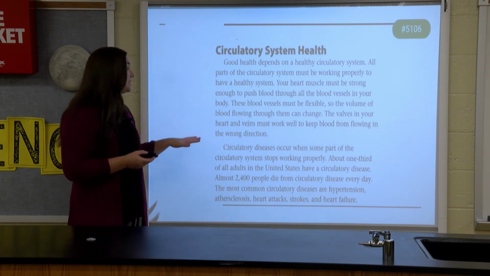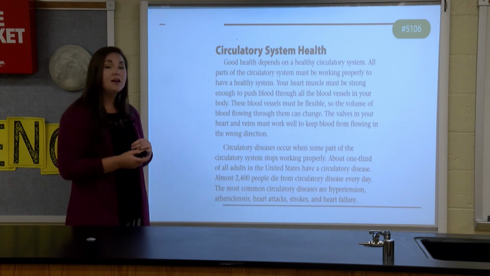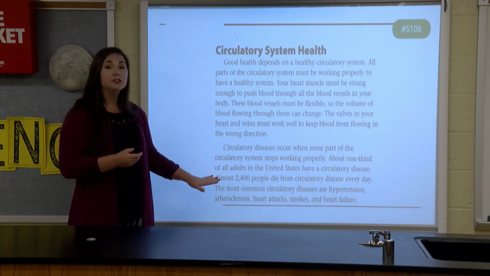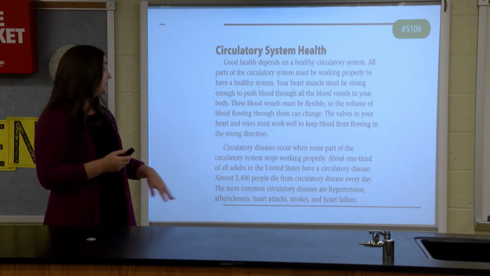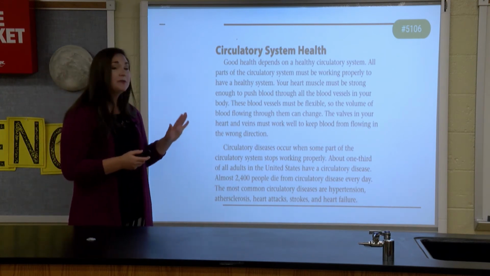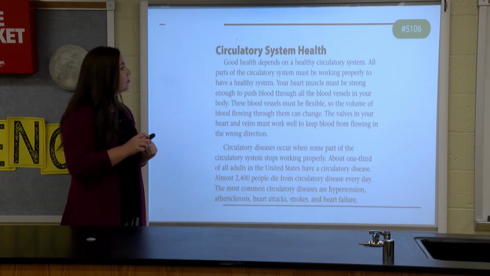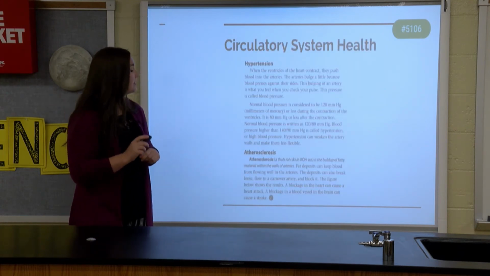Circulatory diseases occur when some parts of your system are not working properly. About one third of adults in the United States have circulatory diseases. Almost 2,400 people die from them if they're not maintaining good health. We'll talk about some of these.